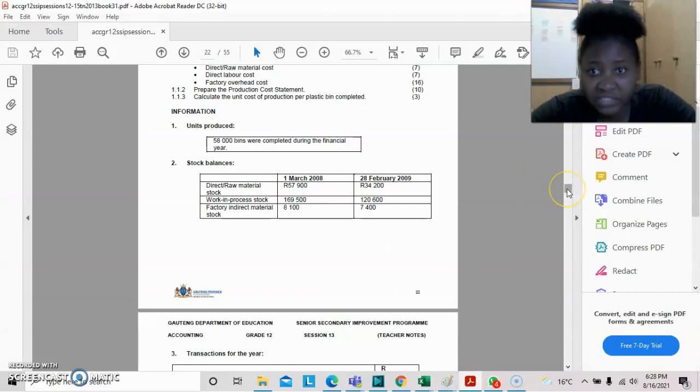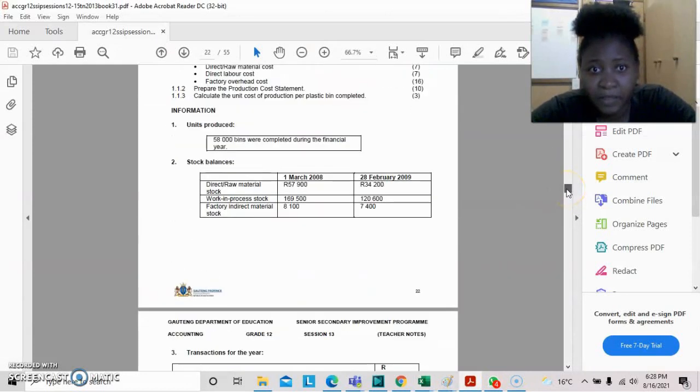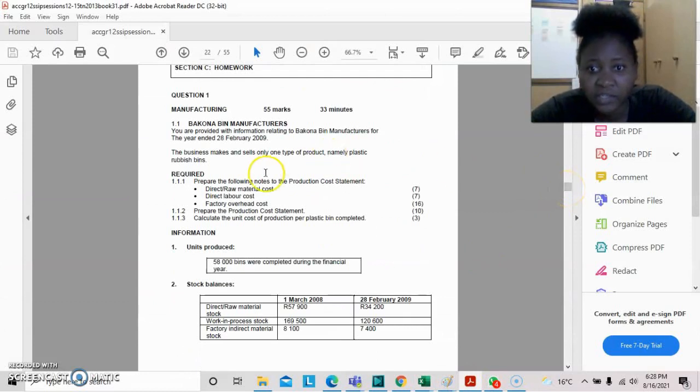We have tackled, okay, let's see here. They said we need to prepare the direct or raw material cost, and then they said direct labor cost, right? And then they said factory overhead cost. We did that. So if you got all the marks here, then that's 16 marks that you got. And then we prepared what? The production cost statement.